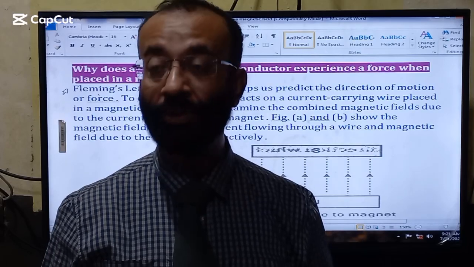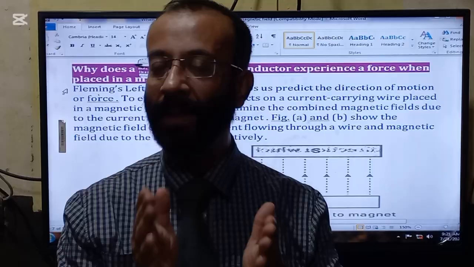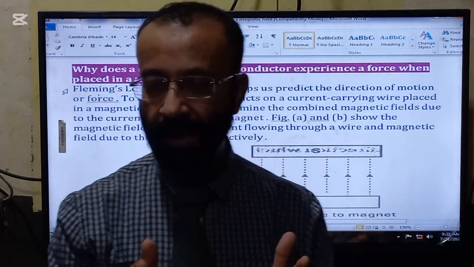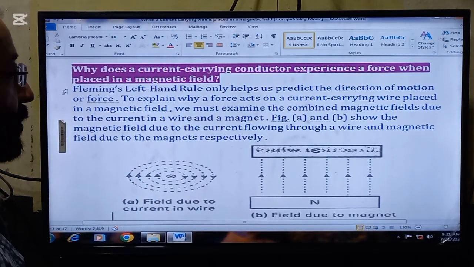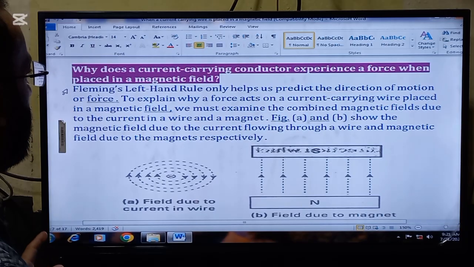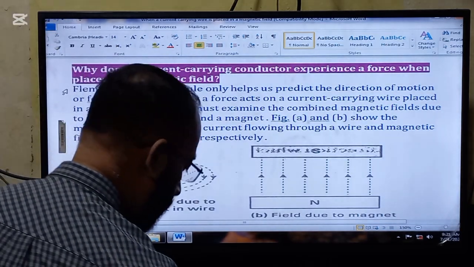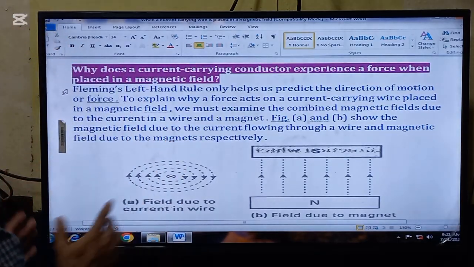Good morning, students. Today we are going to read lecture number 2, that is force on a current carrying conductor, in the topic of magnetism in the subject of physics O levels. So concentrate yourself. The first thing for today's lecture is: why does a current carrying conductor experience a force when placed in a magnetic field?